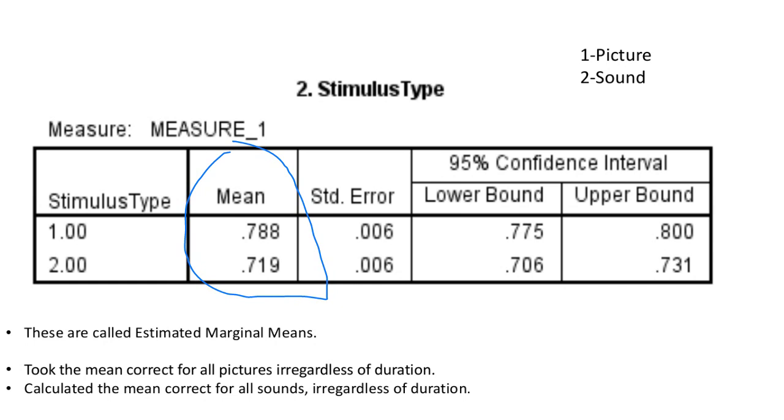And so you might have 40 pictures and 40 sounds, and they take the average, and what you find from the statistical output is the average number of pictures. There's a higher average of pictures correctly recognized compared to sounds, irrespective of duration. So you don't care about the presentation time in sounds.